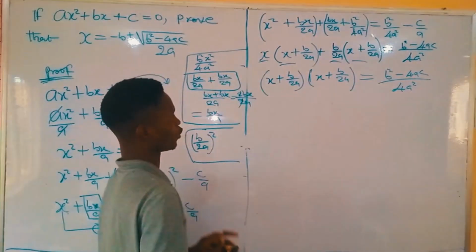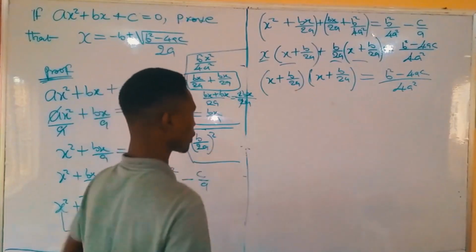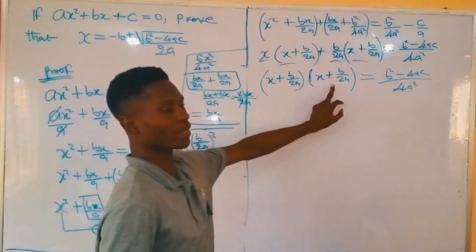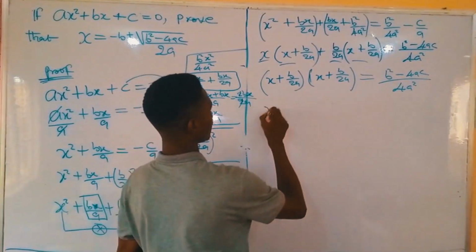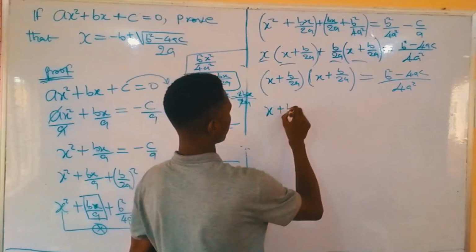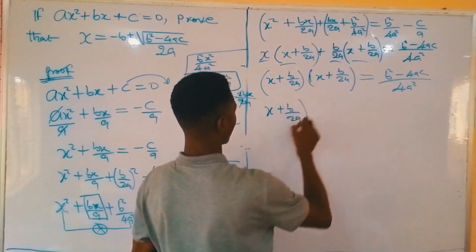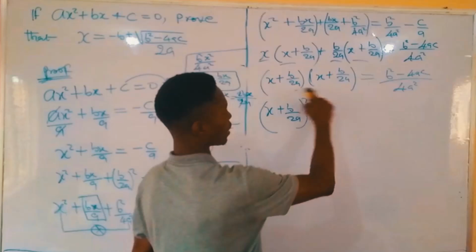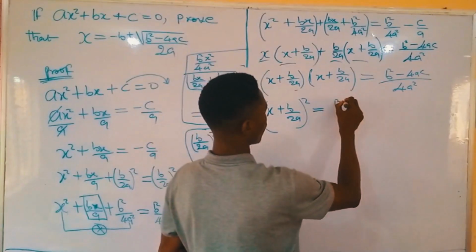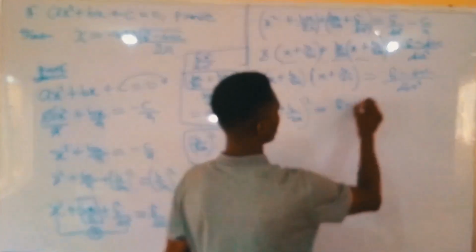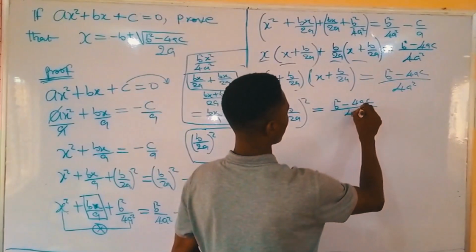Wow. So at this point, what do we do? These brackets are the same. So according to laws of algebra, we can say that x plus b over 2a all squared represents this. It's the same thing. So this is equal to b squared minus 4ac all over 4a squared.